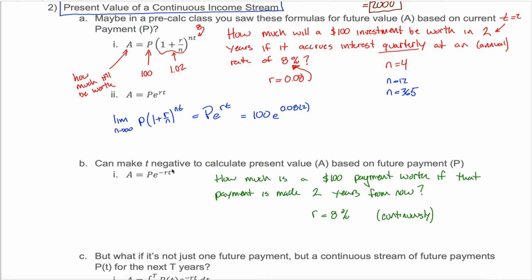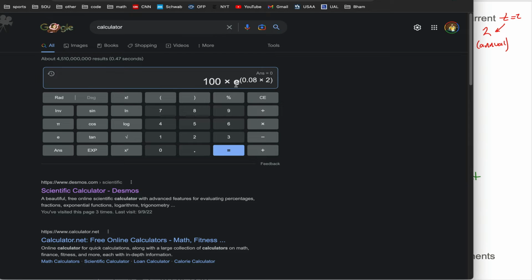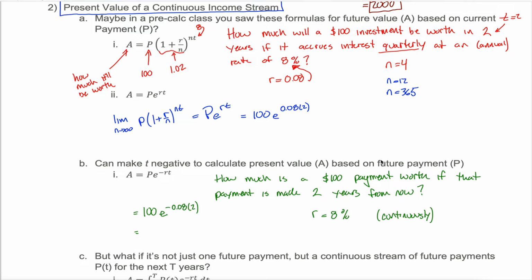But all we have to do is change the t to be a negative number. So we take that $100 and multiply it by e raised to the negative 0.08 times t. If I calculate this value, I get an answer a little bit less than 100. If I take 100 times e raised to the 0.08 times 2, I get 117.35, give or take. In other words, my $100 payment would be worth roughly $117 in 2 years because of this interest.